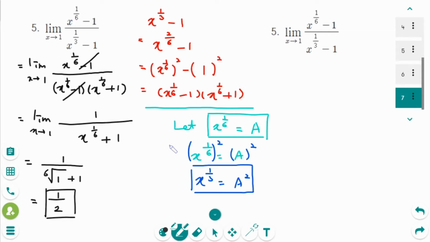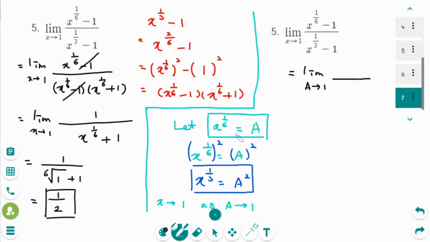The limit must also change. x approaches 1, because when x equals 1, then a equals 1. So a approaches 1, the same. Every variable with x is changed to the variable a. However, it all remains the same technique. So the limit as a approaches 1, then that one is equal to a, and this one is a squared.